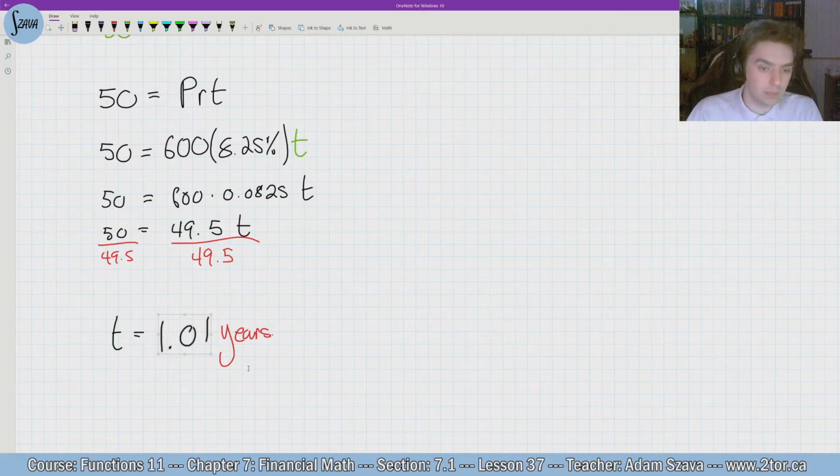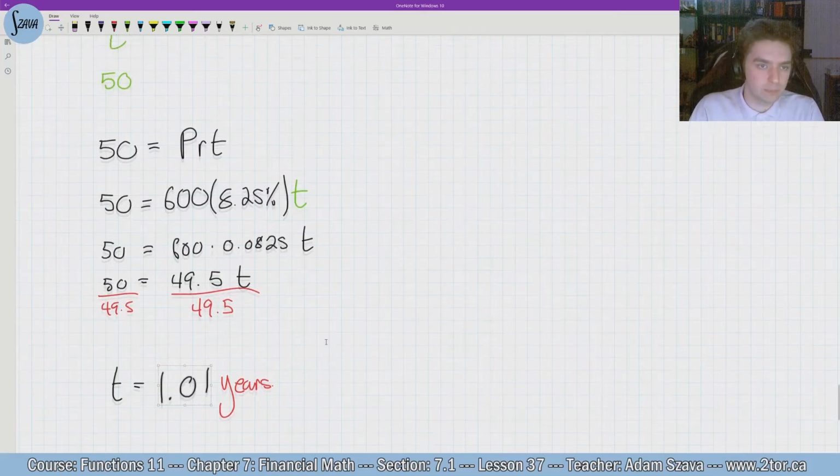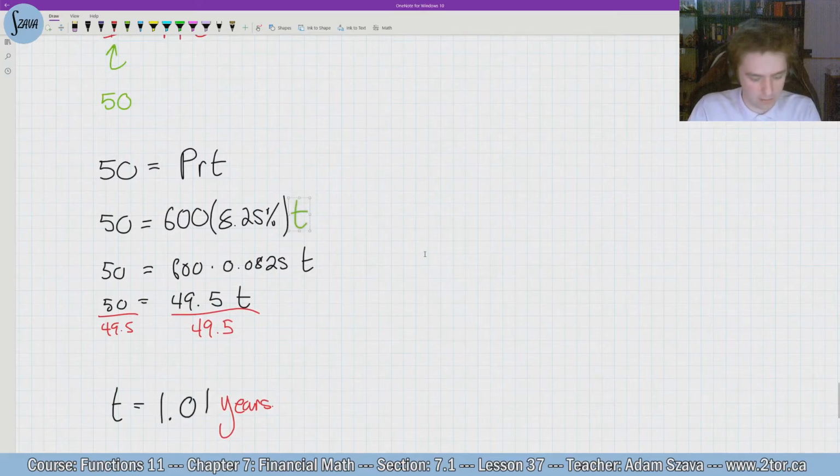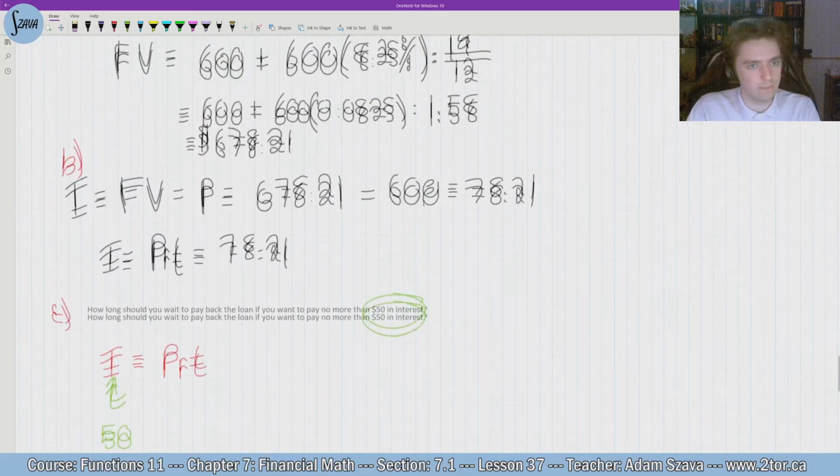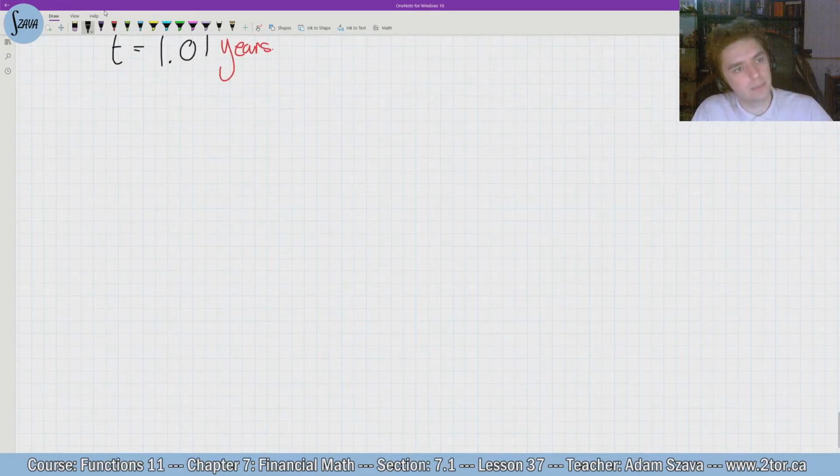You pay less when you pay back sooner because, remember, the interest builds up as time goes by, because money has a time value. Okay, there we go. So that's that question done, and then we have our last question here.